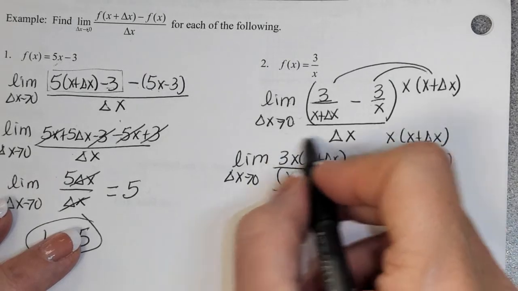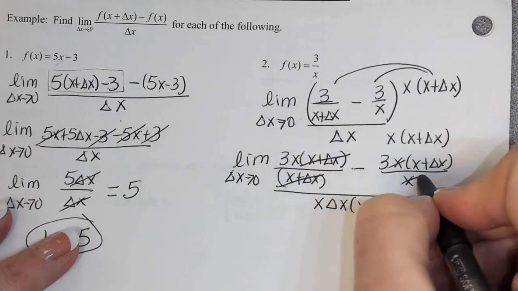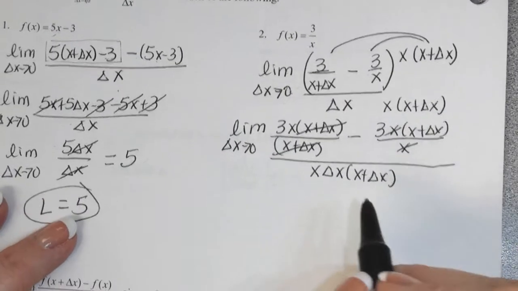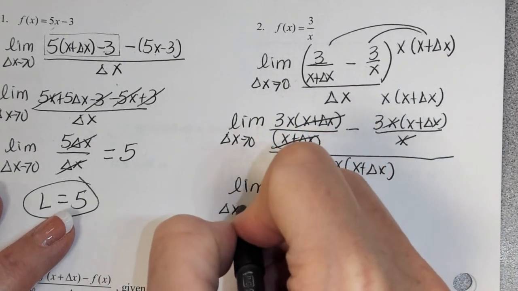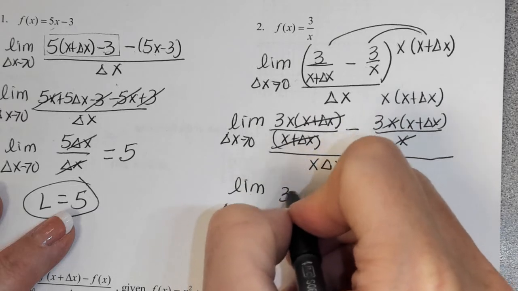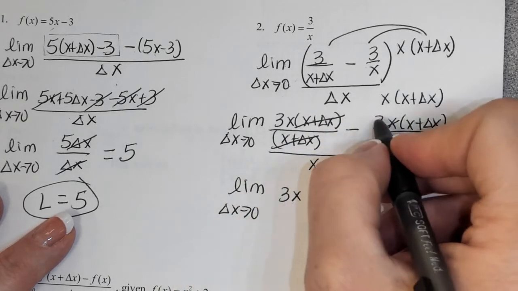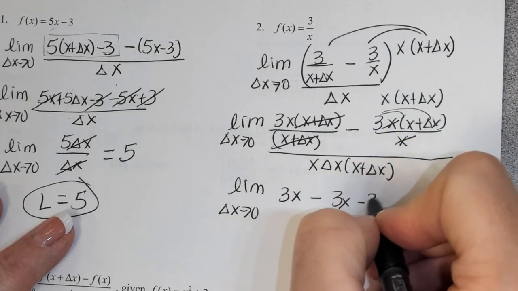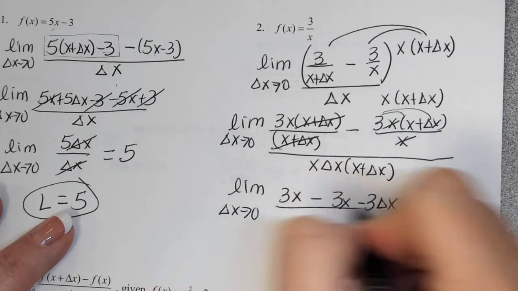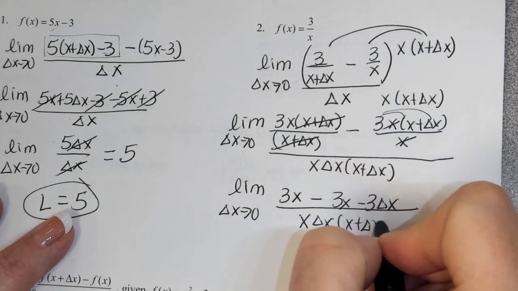So now within this, I'm going to simplify. These are going to cancel out, and those are going to cancel out. That's the whole reason I did this, because now watch. Now we're going to have 3x, and here I'm going to have minus, I'm doing a distribute, minus 3x, minus 3 delta x, all over x delta x times x plus delta x.